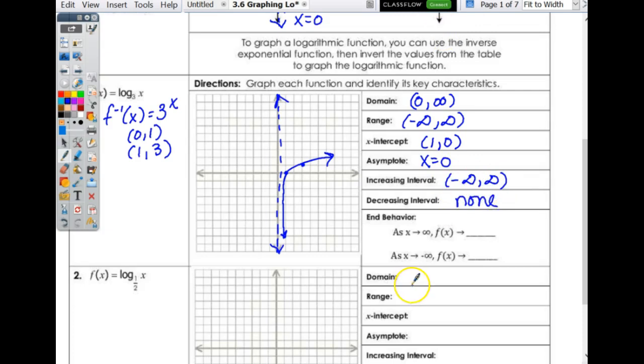As x goes to infinity, what's happening to my y? As x goes to infinity, y is getting bigger, so it's going to infinity. So this one says as x goes to negative infinity, does my x go to negative infinity? It stops at 0, so this one doesn't even make sense to do.